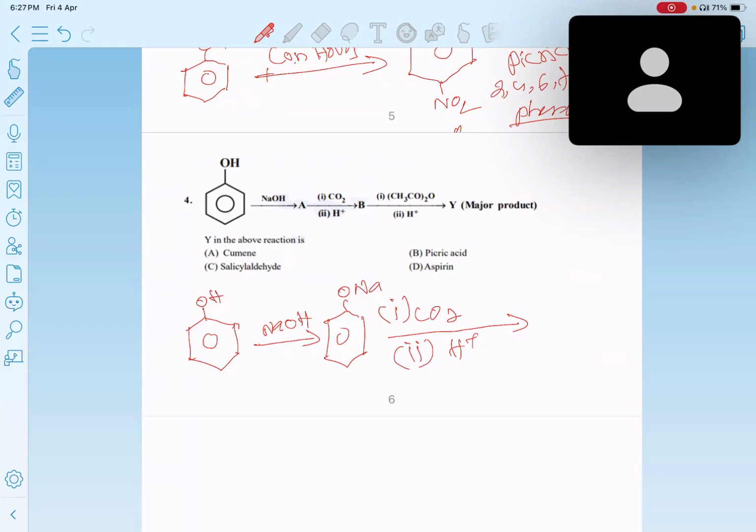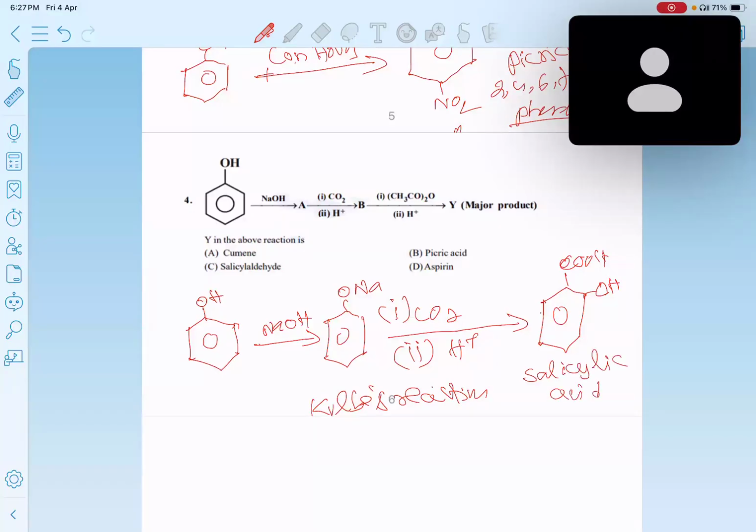So actually it is a Kolbe reaction. It gives salicylic acid. So 2-hydroxybenzoic acid is formed when phenoxide undergoes the Kolbe reaction. Another name of 2-hydroxybenzoic acid is salicylic acid. So the first product B is salicylic acid. Product A is sodium phenoxide.